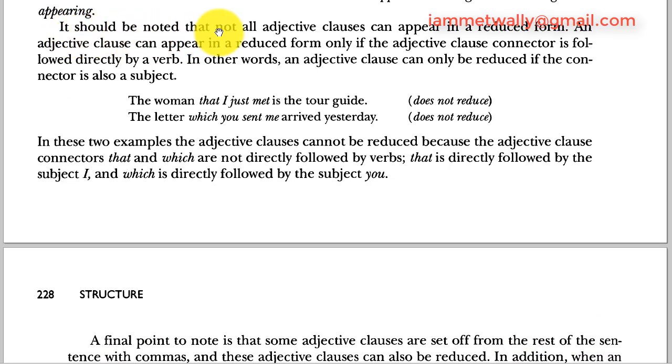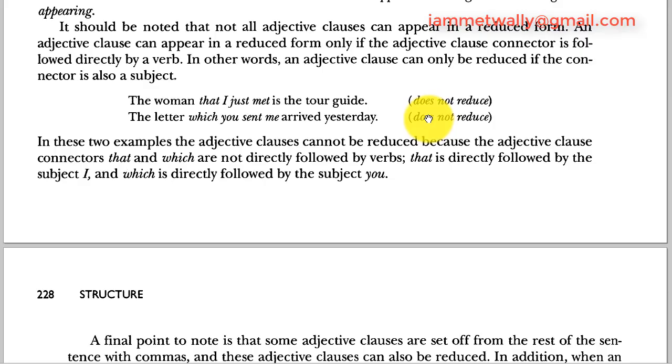It should be noted that not all adjective clauses can appear in reduced form. An adjective clause can appear in reduced form only if the adjective clause connector is followed directly by a verb. In other words, an adjective clause can only be reduced if the connector is also a subject. So for example, the woman that I just met is the tour guide. The letter which you sent me arrived yesterday. If you can see here, this doesn't reduce and this doesn't reduce.